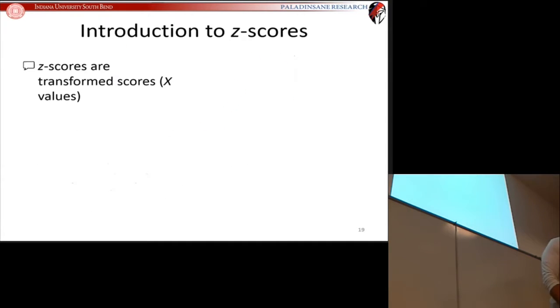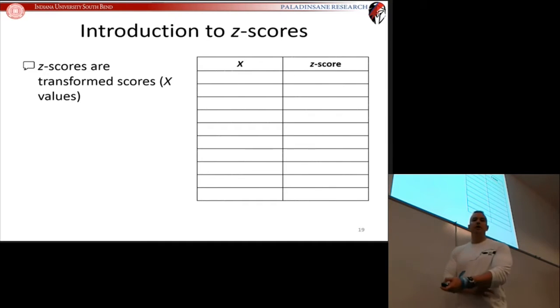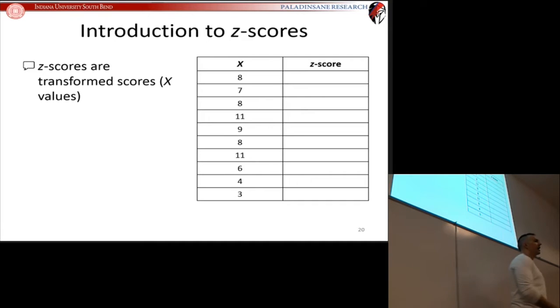All right, so let's take a look a little bit more at what Z-scores are. A Z-score is simply a transformed raw score. It's simply a transformation that changes your raw score into what we call Z-scores. So it's nothing more than taking a set of raw scores and saying, I'm going to apply this formula to you, and I'm going to change you into these Z-scores.